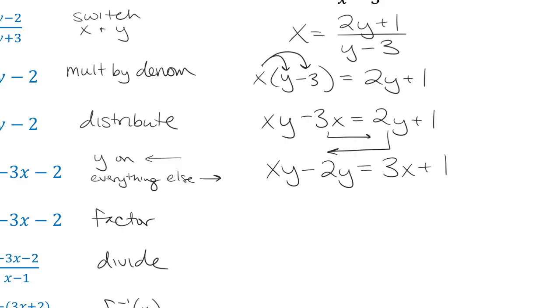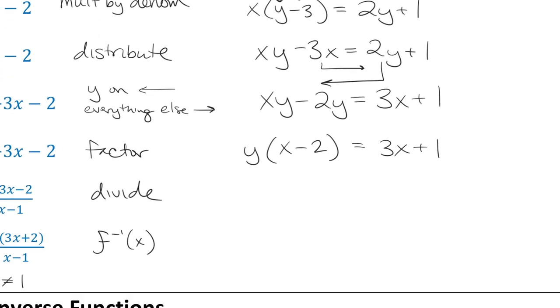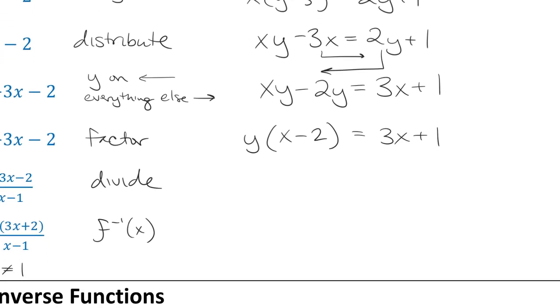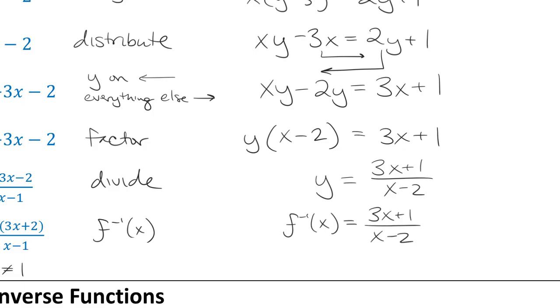Now that all the y terms are on the same side, what do they have in common? y, we're going to factor it out. The things that are left over after I take the y away is an x and a negative 2. We are one step from getting the y by itself. What is it? Divide. If we let that y be by itself, we've divided both sides by x minus 2. Last thing is you make it fancy. f inverse of x is equal to 3x plus 1 over x minus 2.